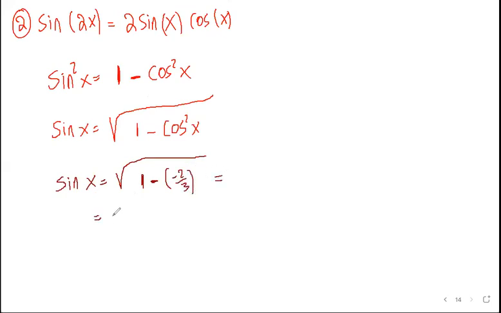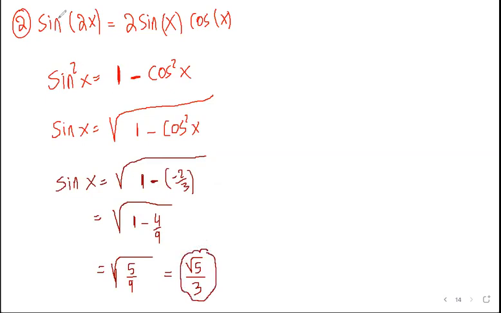And this is equal to 1 minus 4 over 9. This is 9 over 9 minus 4 over 9, which is 5 over 9, and this is equal to square root of 5 over square root of 9, which is 3. So this is the value for the sine of x.